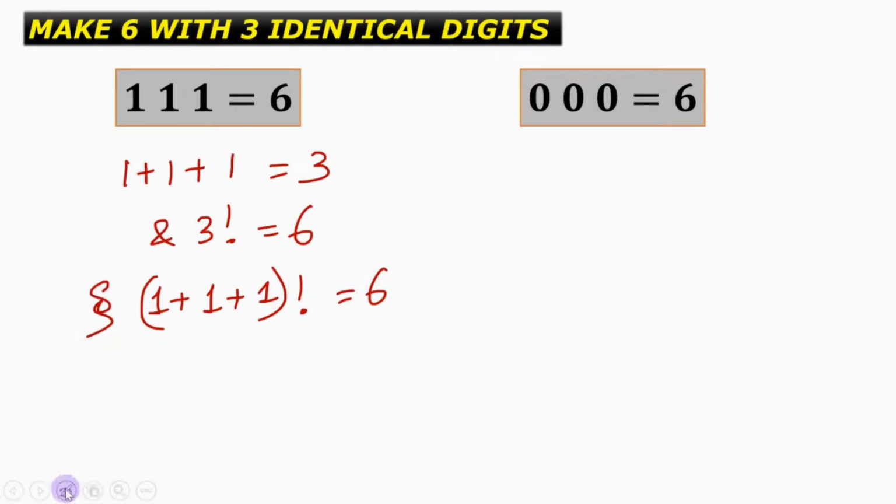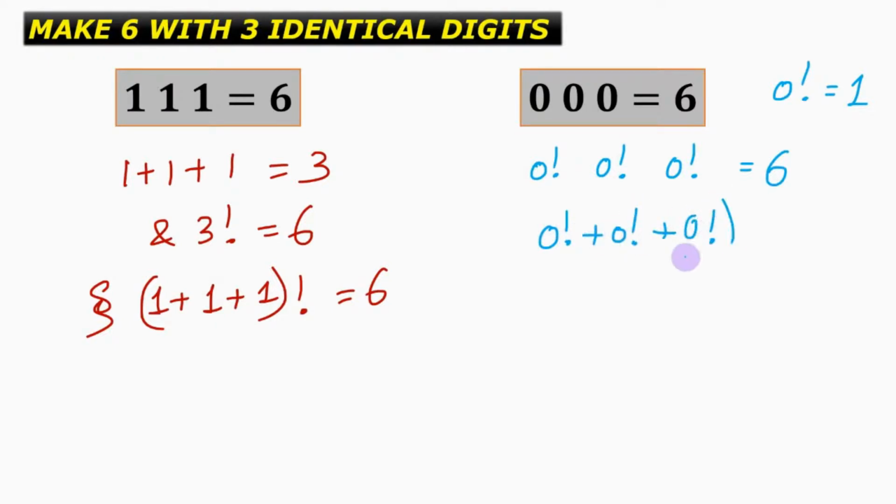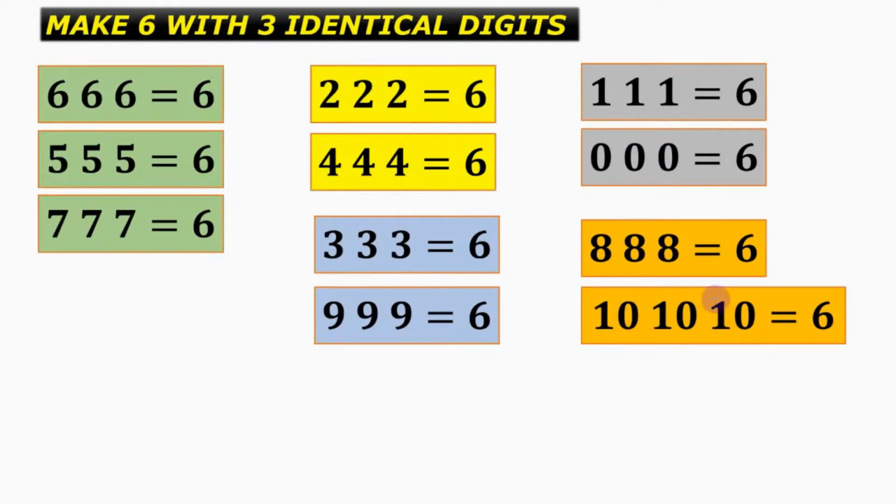Okay. Now next question we have 0, 0, 0 is equal to 6. Now 0 factorial, you must be knowing, is equal to 1, and hence I can write it as 0 factorial, 0 factorial, 0 factorial is equal to 6, and then 0 factorial plus 0 factorial plus 0 factorial is equal to 3. Whole factorial, that is equal to 3 factorial is equal to 6, and this is the solution to this question.